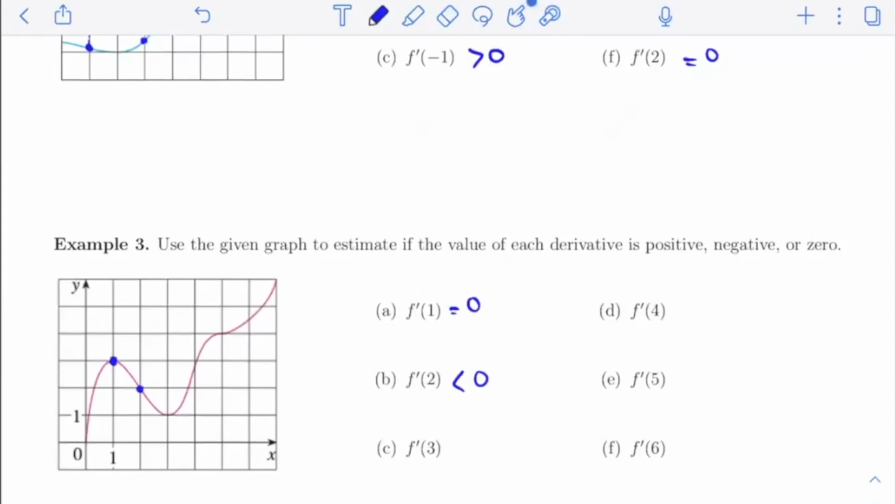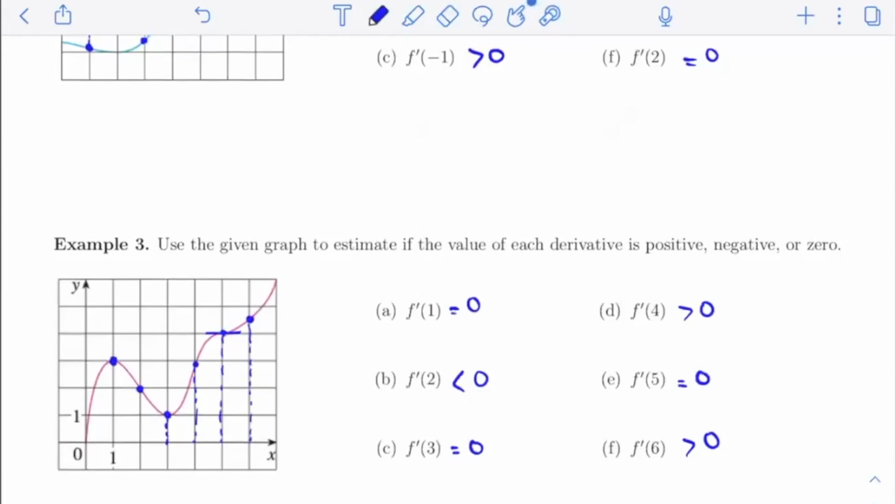At x equal to 3, the function has a flat spot or horizontal tangent line. So therefore, you have f prime of 3 equal to 0. At x equal to 4, the function at that point is increasing. So f prime of 4 is positive. At x equal to 5, as you can see, there is a flat spot right here. Then f prime of 5 is equal to 0. And at x equal to 6, the function is also increasing. So therefore, f prime of 6 is greater than 0.